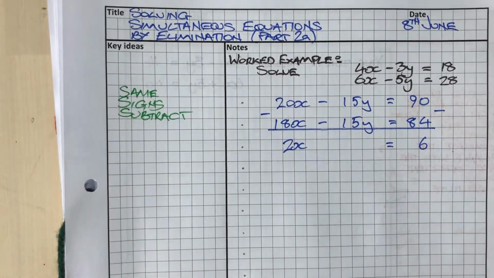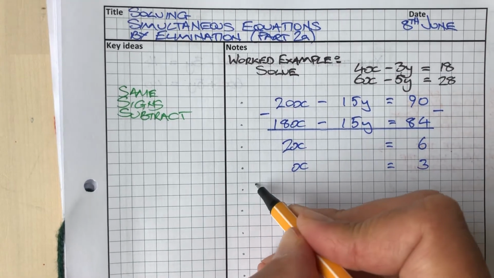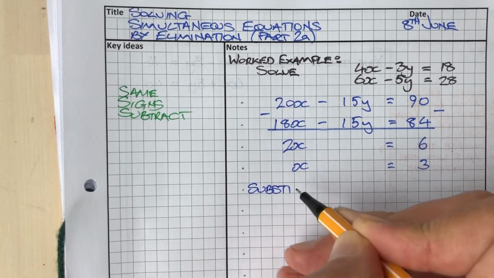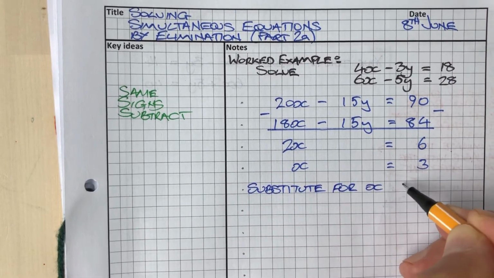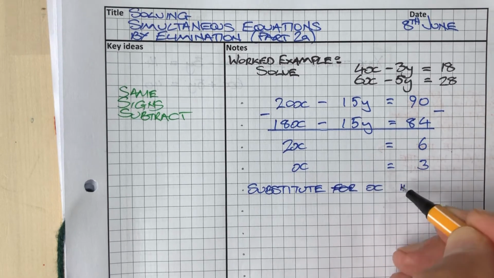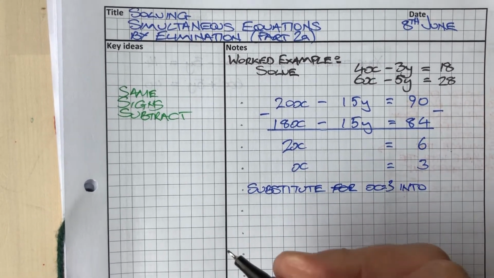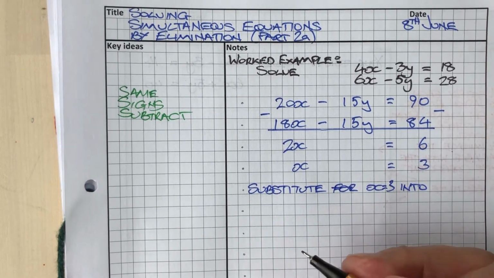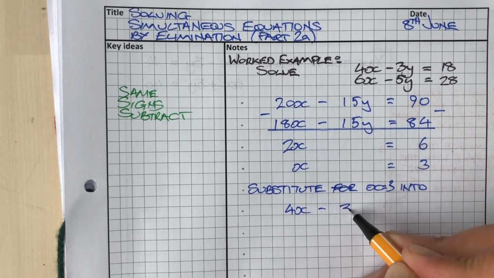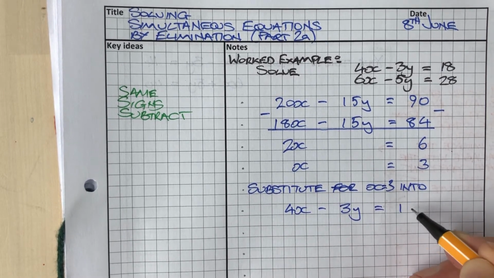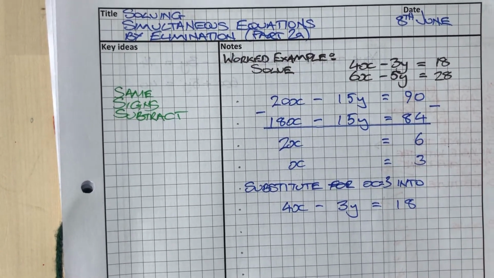So 2x is 6, which means x is 3. Substitute x equals 3 into, which one are we going to go for? Doesn't really matter, neither of them look very nice. So I'm going to go into 4x, take away 3y, equals 18. The one with the smaller numbers, even though it's got negatives in it.